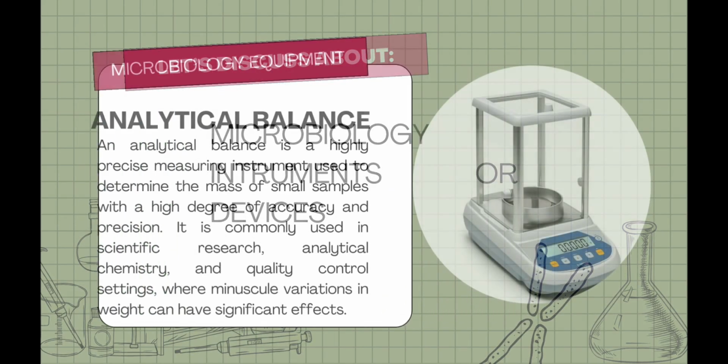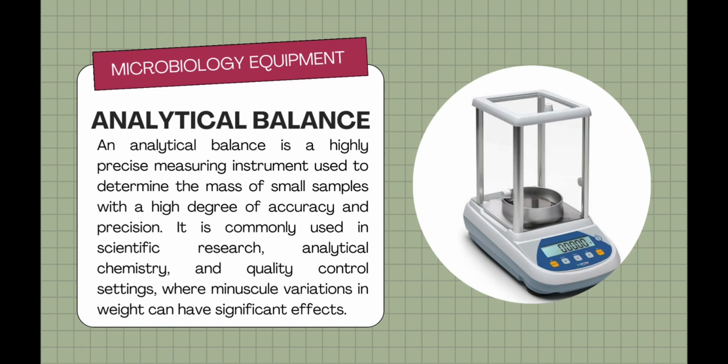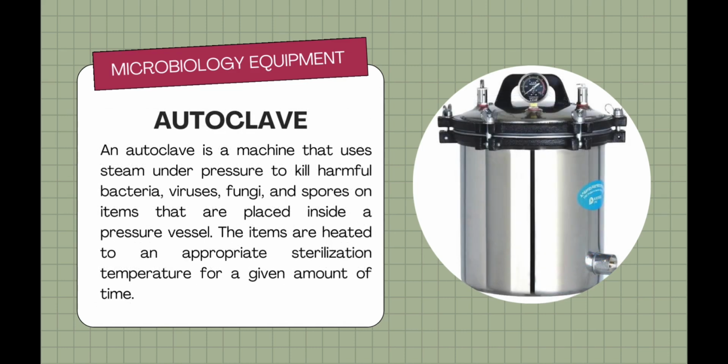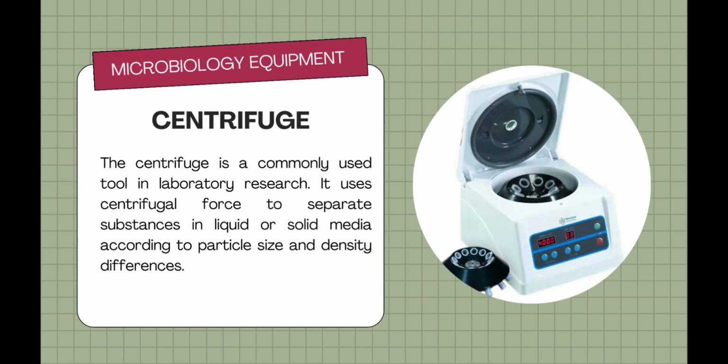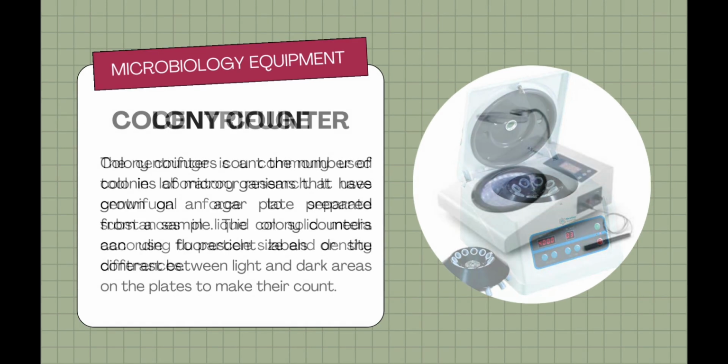Microbiology instruments. Analytical balance. An analytical balance is a highly precise measuring instrument used to determine the mass of small samples with a high degree of accuracy and precision. Autoclave is a machine that uses steam under pressure to kill harmful bacteria, viruses, fungi, and spores. Centrifuge. The centrifuge is a commonly used tool in laboratory research. It uses centrifugal force to separate substances in liquid or solid suspension according to particle size and density differences.